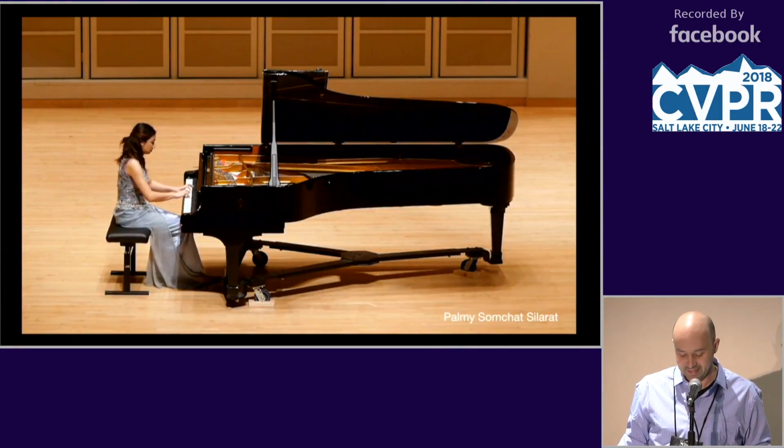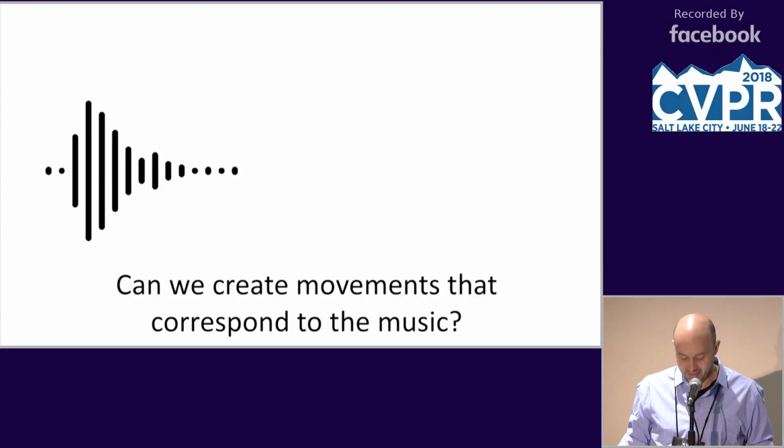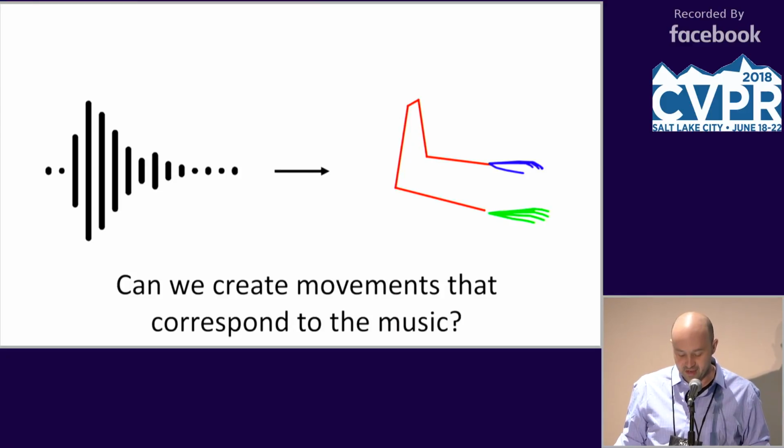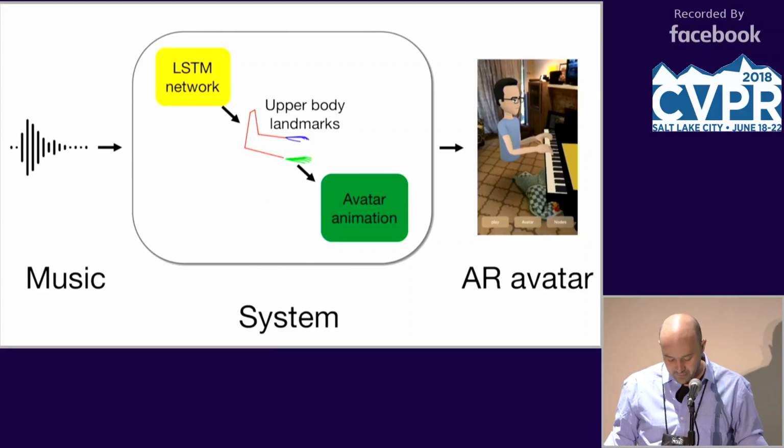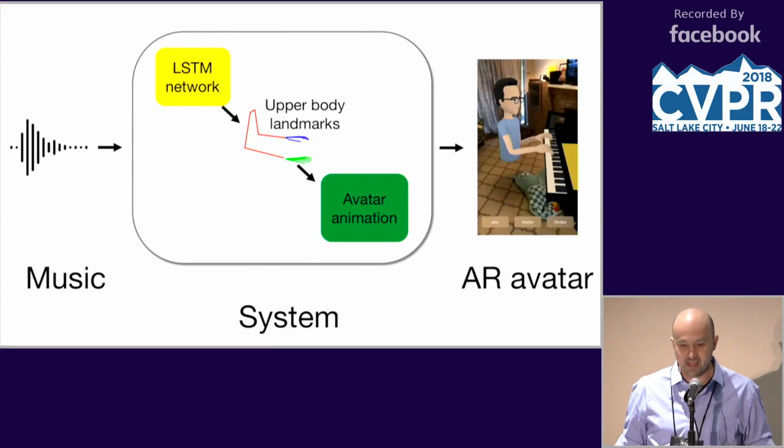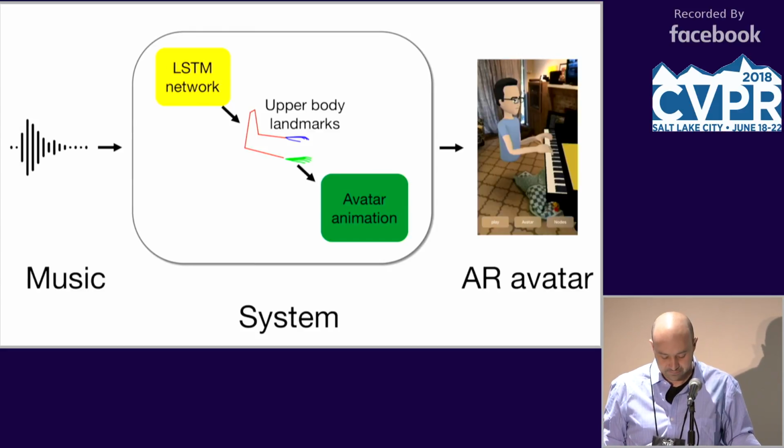We all love listening to music and are fascinated by pianists performing complicated pieces. So in this paper, we explore what if we are just given the music, no video? Can we create the arms and the fingers that correspond to the music? So we developed a system that gets music as an input and outputs a moving avatar playing the music.